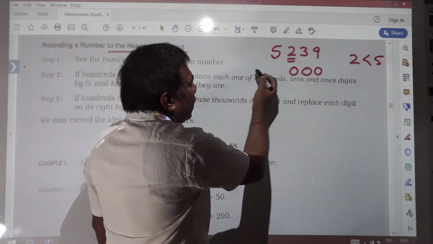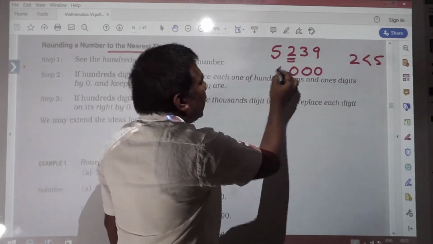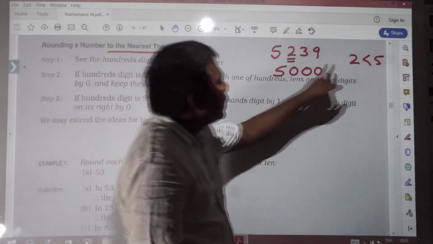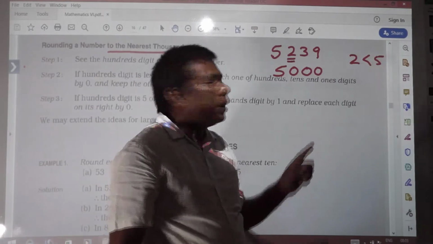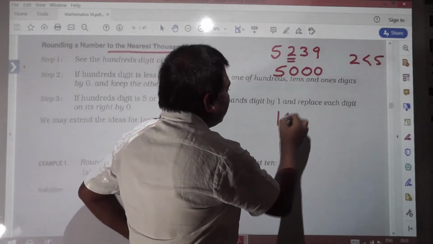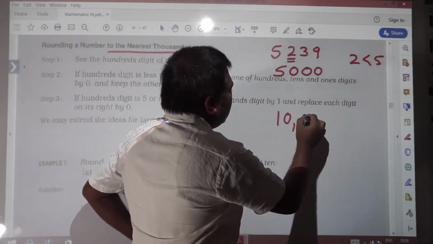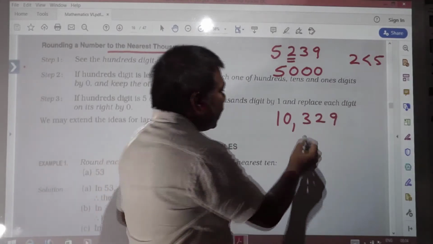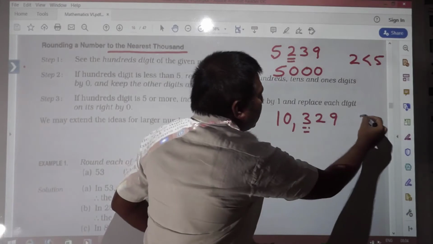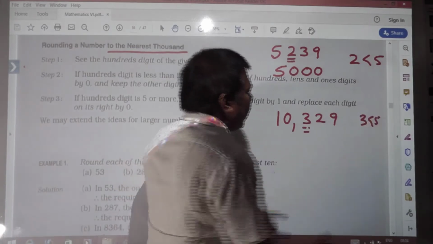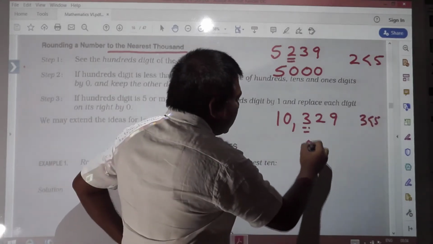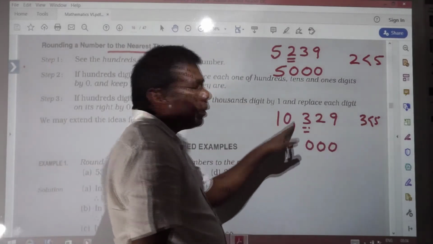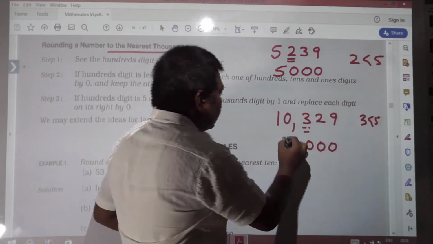And rest of the number will be as it is. If it is lesser than 5, take any other example. Suppose 10,329. The same thing is there. In hundreds place you have 3. So obviously 3 is lesser than 5. So this is required to be replaced by 0 and rest of the number will be as it is. So this is 10,000.